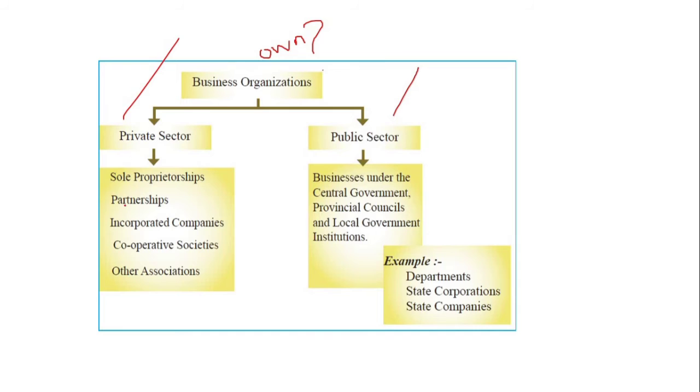Under the private sector, sole proprietorship: Ramu Stores, Ramu is the only one person. Partnership: Ramu and Sharat Co. Ramu and Sharat get together and start the business. Incorporated companies: FriendSmart Private Limited. Can you remember? Ramu and 11 friends start a private company. Incorporated company. Then cooperative societies.